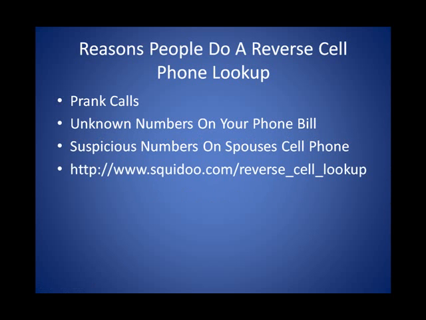Some of the more common reasons are prank calls, unknown numbers on your phone bill, a suspicious number on your spouse's cell phone. I'd probably say the last one is the most common. Probably 7 or 8 out of 10 times that somebody's looking to do some type of reverse cell phone lookup or looking for a reverse cell phone directory on the internet, it's because they're looking through their spouse or boyfriend or girlfriend's phone and see a number that looks out of place, or a number at a weird time of the day or night.